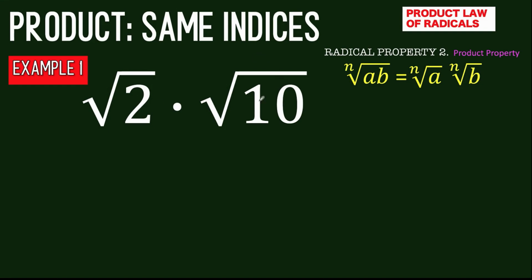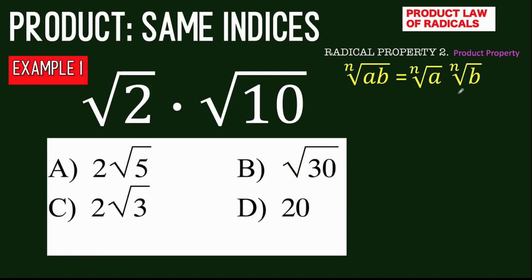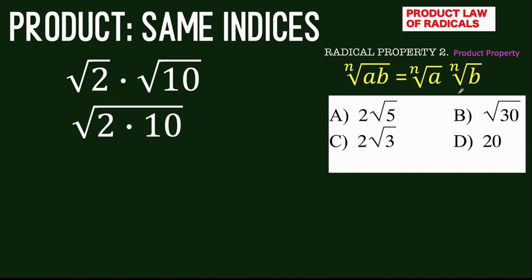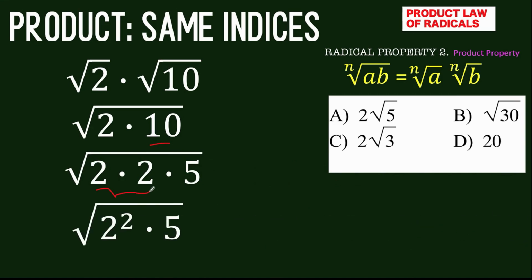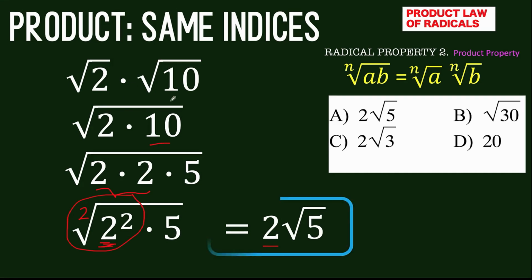The index of square root of 10 is also 2. Therefore, we can apply the converse of this product law of radicals, and we can now write this as square root of 2 times 10. Now this 10 can be written as 2 times 5, and this 2 squared can now be written as 2 outside the radicals, and we have square root of 5. That is because this part here is a perfect nth factor, which is equivalent to the base 2, and we just copy the square root of 5 still under the radical. So for number 1, 2 square root of 5 is the product of square root of 2 times square root of 10. Let's go to the second example.